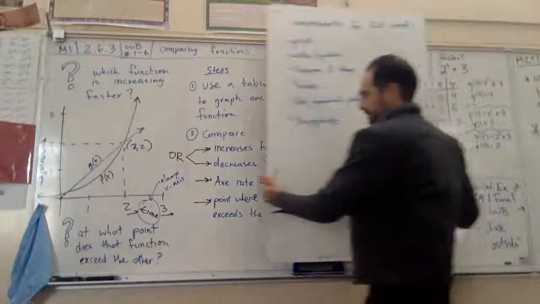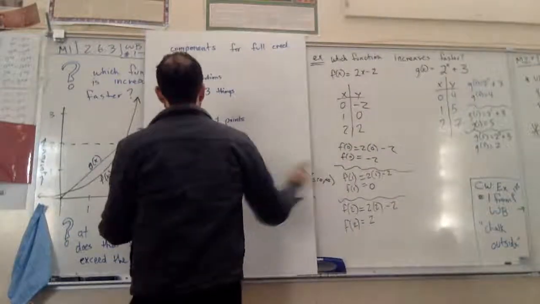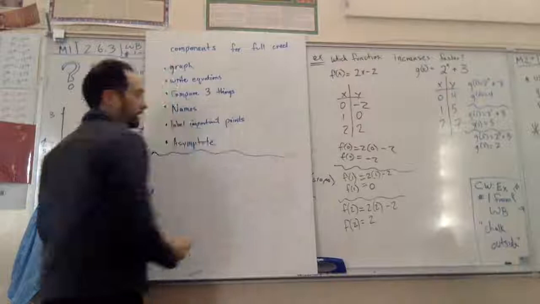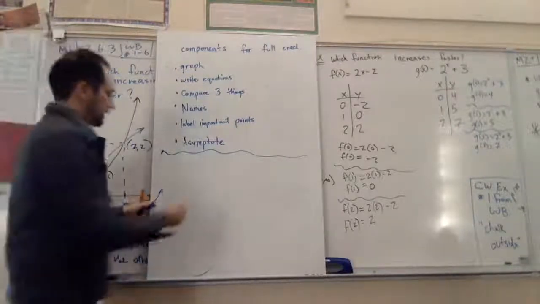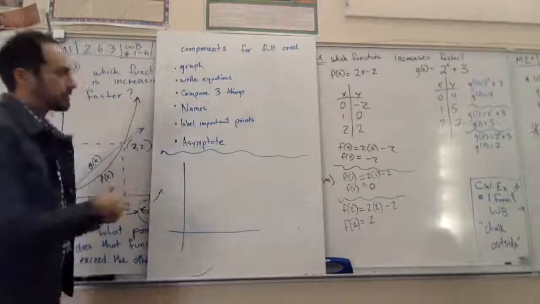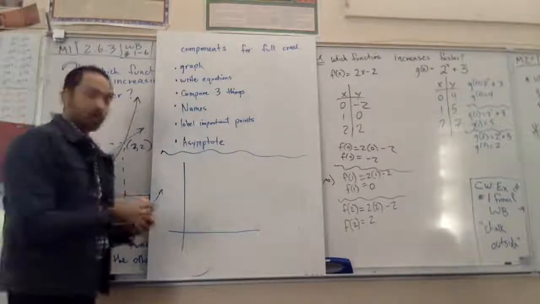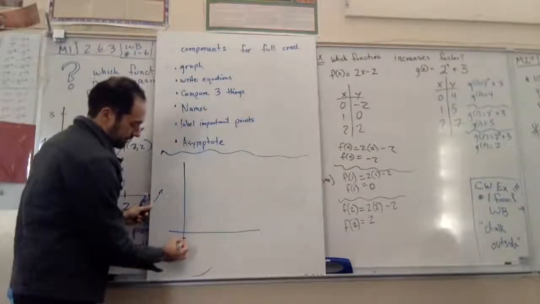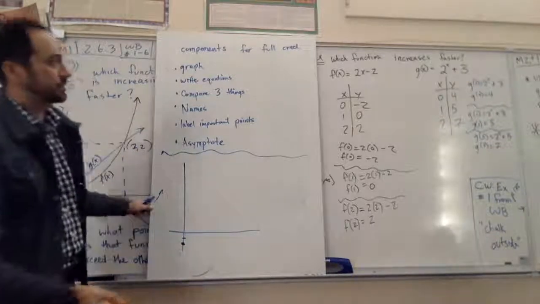Let's bring this one over. These are the elements, the components for full credit for the next part of this. But let's go ahead and graph this right here. 0, negative 2. 0, negative 2. I'm graphing my f of x first.